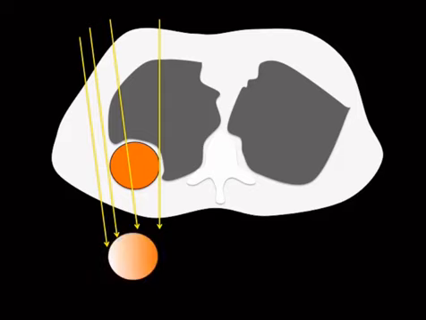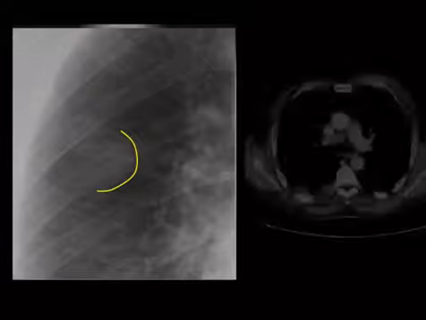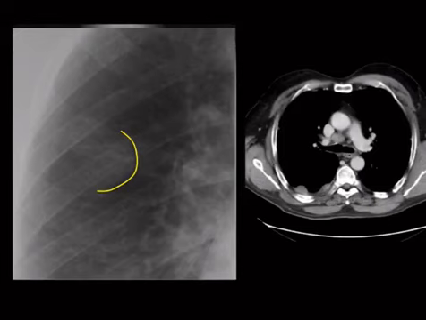Something like that. Or you can just remember it as the incomplete border sign, which basically means that you're dealing with an extrapleural or an extrapulmonary finding. That's something that's along the pleura. Incomplete border. Here's another example. See a clean border here, but then it sort of fades out into oblivion, and it's another extrapulmonary pleural-based finding.